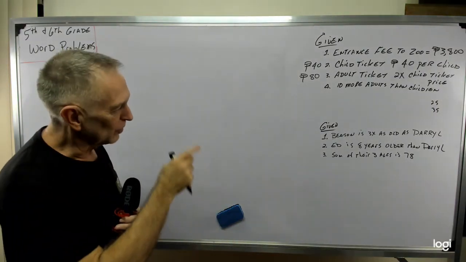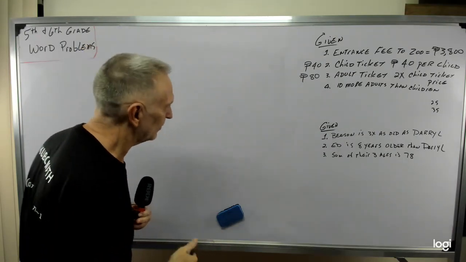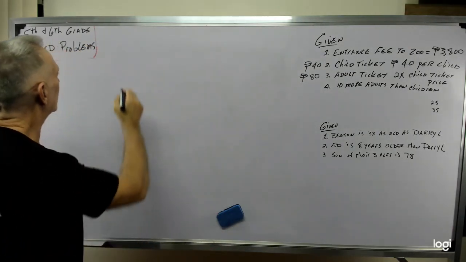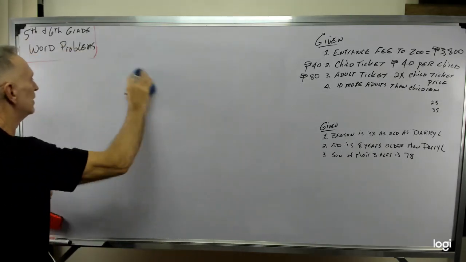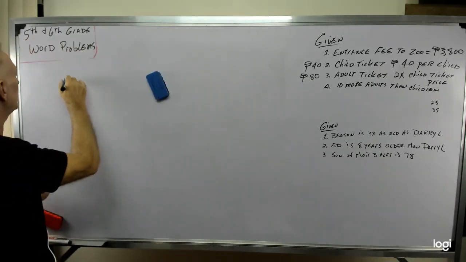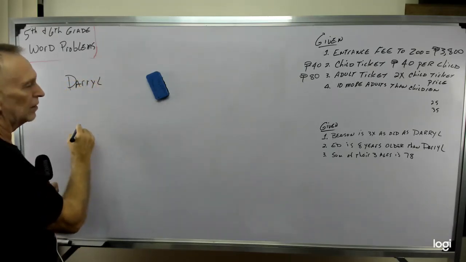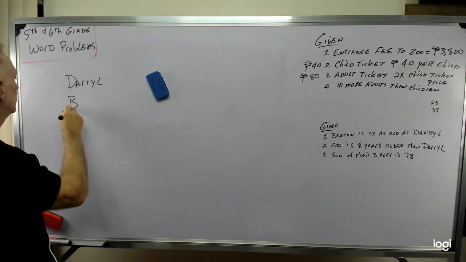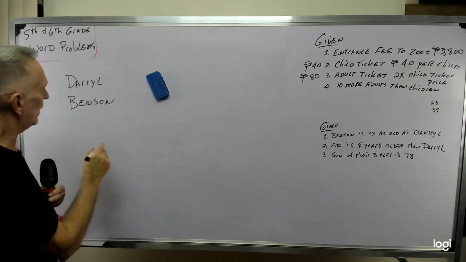All right, we have 3 people here, Benson, Ed, and Daryl. Let me put it to the side. Can you still see me? All right, D-A-R-R-Y-L, Daryl, Benson, and Ed.